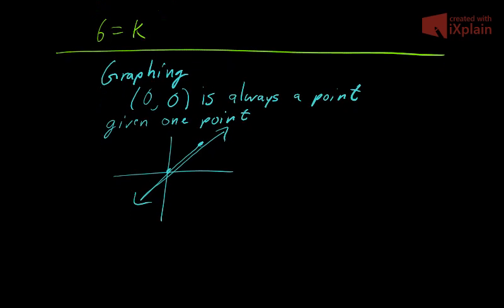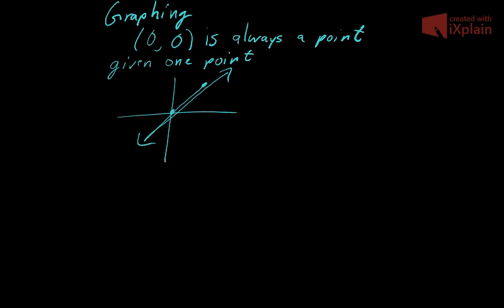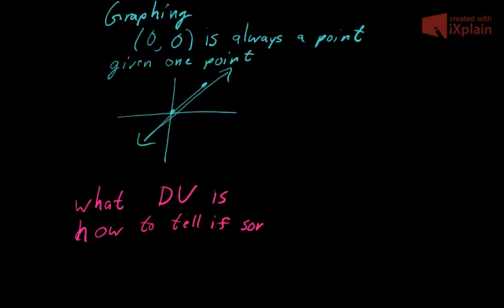And that's pretty much the whole lesson today. What we covered was what direct variation is. We covered how to tell if something is direct variation. And on top of that, we also covered solving for a direct variation formula.